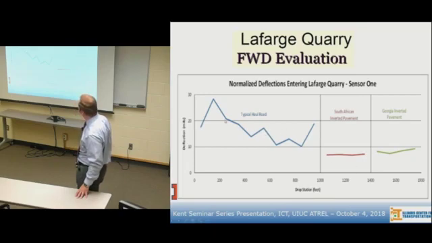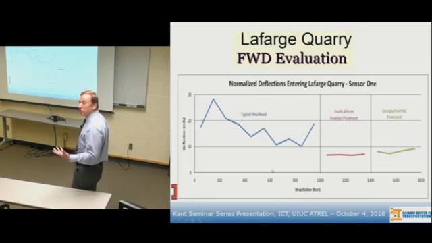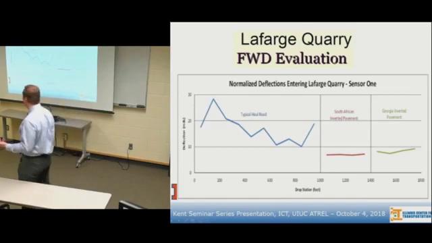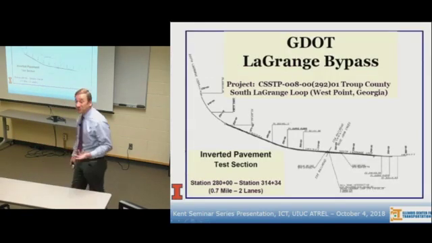And these are FWD readings, deflections, okay, normalized deflections entering Lafarge Quarry. Look at the deflection levels. These are centerline deflections from FWD testing. Much lower. And even with the typical Georgia compaction procedure, they were able to achieve that, not the slushing.